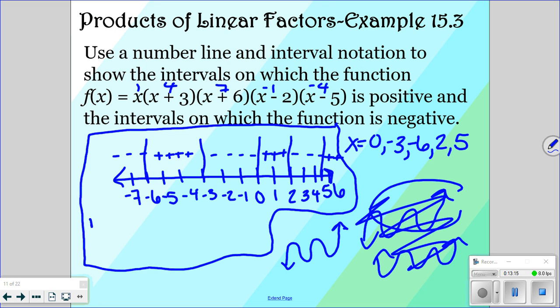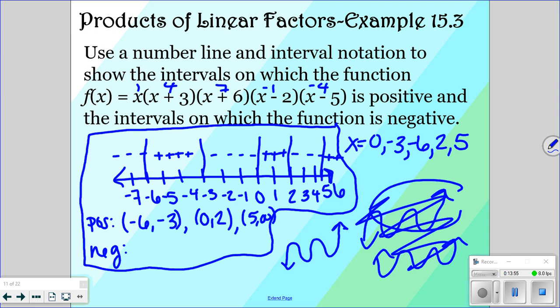Now to use interval notation. So it's going to be positive here. That's from -6 to -3. Do we do parentheses or brackets here? We're going to do parentheses because, again, we don't include -6 or -3. It's also positive from 0 to 2, and you're going to do parentheses. And then it's positive from 5 to infinity. So those are the positive intervals.